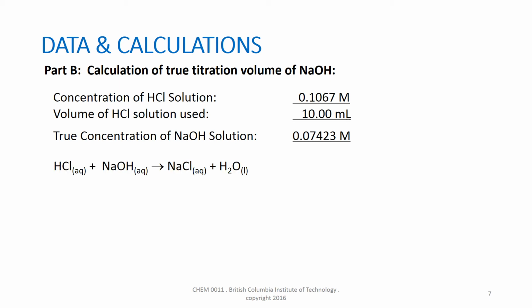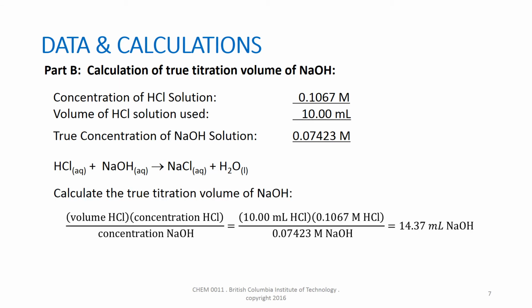In this case, the balanced titration reaction is HCl aqueous plus NaOH react to form NaCl aqueous in water. Since the reaction is 1 mole of HCl to 1 mole of NaOH, at the equivalence, the moles of NaOH added from the burette must equal the moles of HCl initially present in the Erlenmeyer flask. Therefore, the true titration volume is given by the volume of HCl times the concentration of HCl divided by the concentration of NaOH. In this case, the true titration volume of NaOH is 14.37 milliliters.